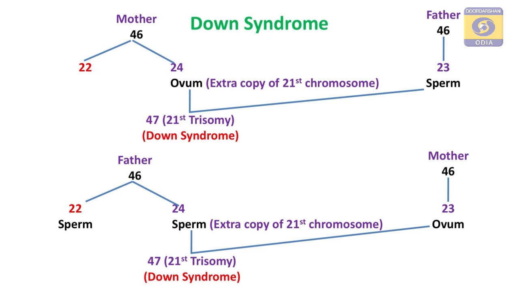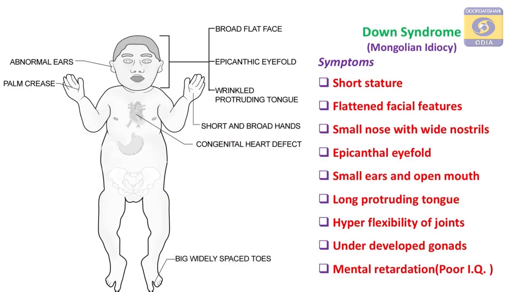Another possible case is when the offspring receives 2 copies of the 21st chromosome from the father through sperm and 1 copy of the 21st chromosome from the mother through ovum. It also causes 21st trisomy. But usually the baby receives 2 copies of the 21st chromosome from the mother through ovum. Women above 45 years are more likely to produce a baby with Down syndrome. The person suffering from Down syndrome resembles Mongolians, hence it is known as Mongolian idiocy.